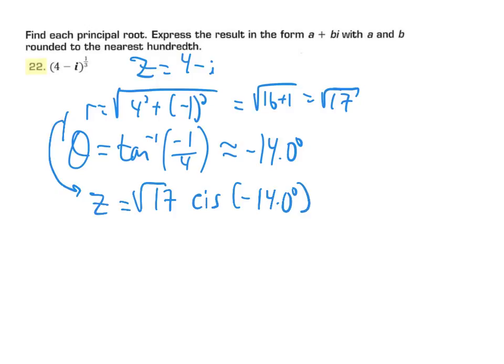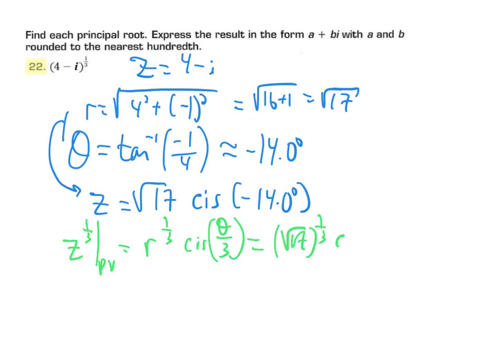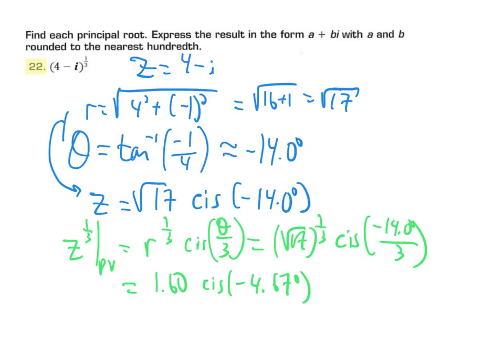And that's convenient because de Moivre's theorem tells us that the principal value of, say, the cube root is going to be r to the 1/3 cis of theta over 3. So here it's going to be root 17 to the 1/3, which is some ugly number, cis of minus 14.0 degrees over 3. This is where you probably want to grind this out in the calculator, and you end up with something like 1.60 cis of minus 4.67 degrees. And that is the principal value of the cube root of 4 minus i.